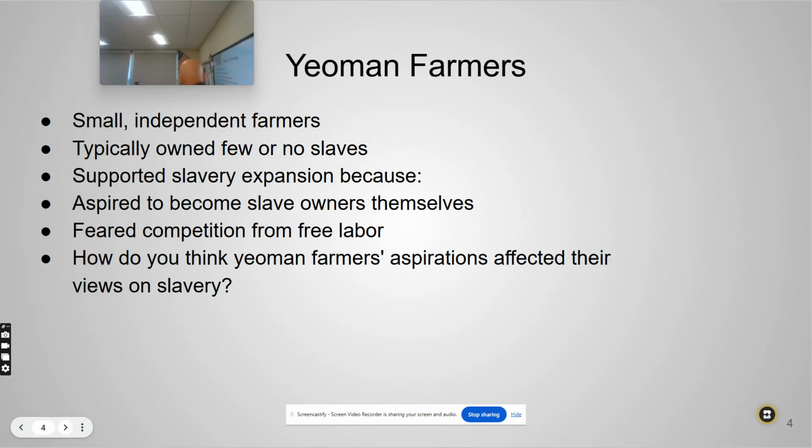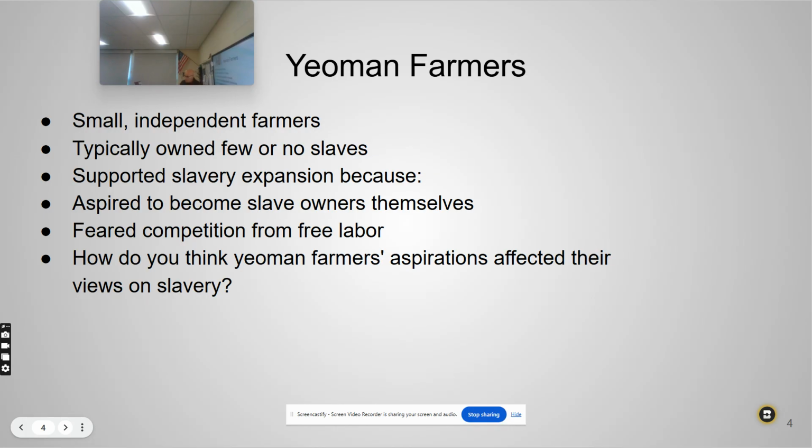They want to aspire to become slave owners, and they also feared competition from free labor. They feared competition. If slaves were freed, and by free labor we don't mean not paying people. This term free labor here means if slaves were freed in large numbers all at once, yeoman farmers would be concerned, because now they would be competing with former slaves for what? For jobs. They would be competing with former slaves for jobs.